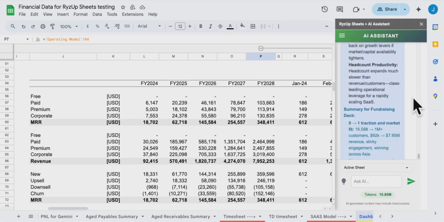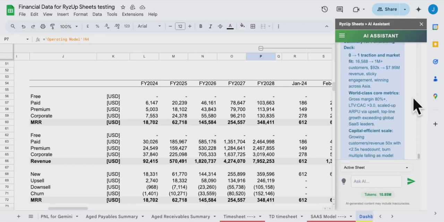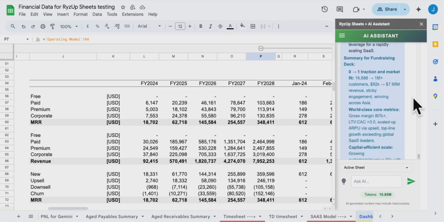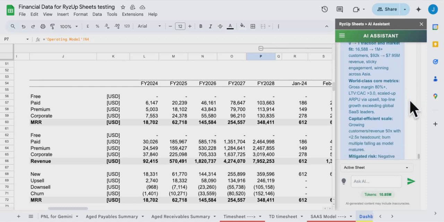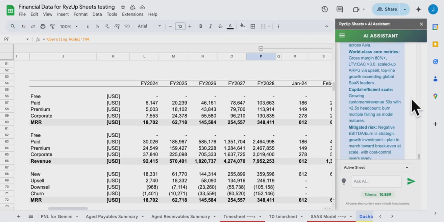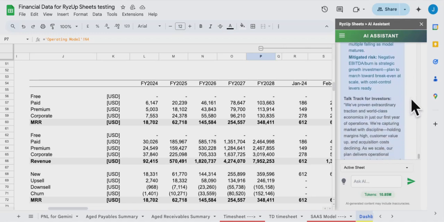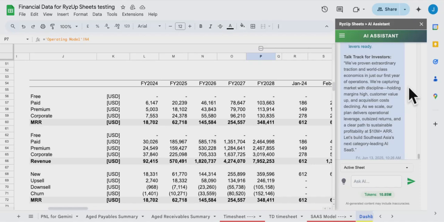It goes on to talk about headcount productivity, and at the end, it summarizes the data for the fundraising deck: 0 to 1 traction and market fit by highlighting all the relevant data, world-class core metrics, capital efficiency at scale, and mitigated risk. And then it comes up with a nice tip at the end, which says, talk track for investors.